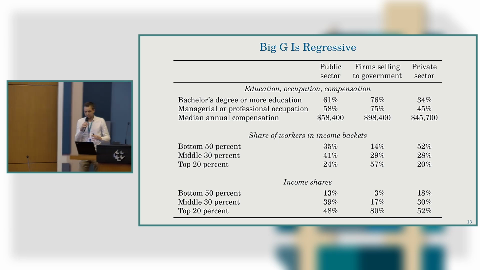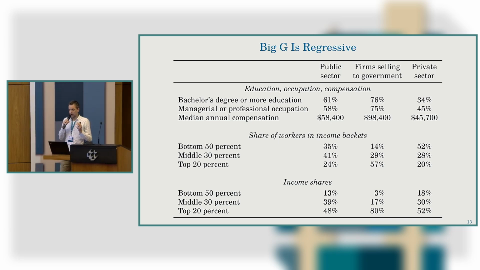So putting things together, we're working on this now, but $1 of G, whether it goes to salaries of public workers, or whether it goes to firms that are selling to the government, is going to be more unequally distributed than $1 of income in the economy.